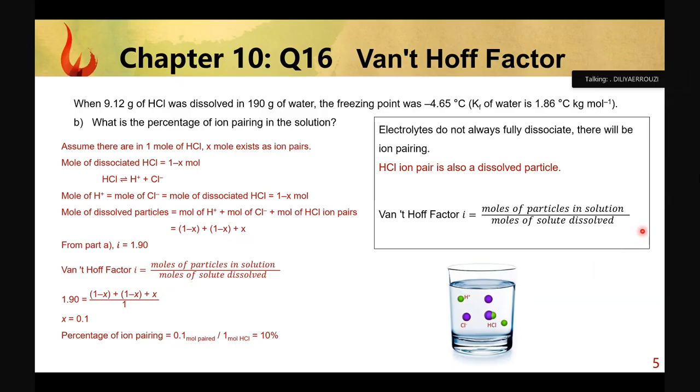So bringing into the equation here, the moles of particles in solution is the solution we just calculated. The total dissolved is we have 1 mole of hydrogen chloride. So bringing into the equation, the van 't Hoff factor is 1.9. So we can calculate that x is equal to 0.1. Then the percentage, we can just directly calculate it. 0.1 divided by the 1 mole we have, which is 10%.